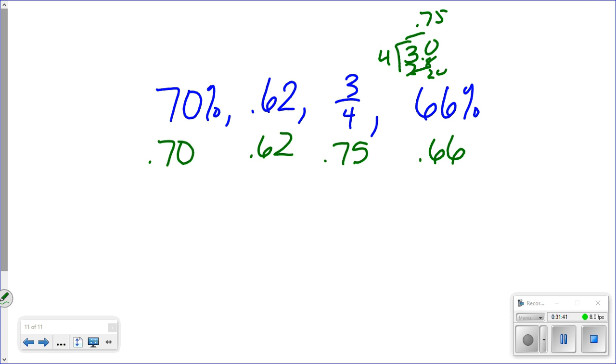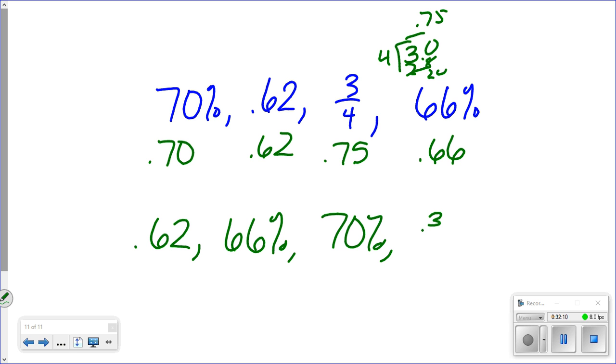Okay. Now, what's the smallest decimal up here? What's the smallest one, Matt? 0.66. Nope. It's the smallest one. Nolan? 0.62. This one's the smallest. Then, Matt, it would be 66%. Then what's it going to be? 70%. Then it's going to be 3/4. That's how it should look.